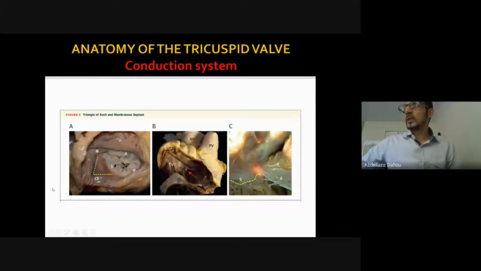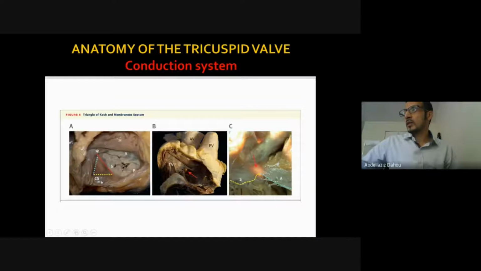There are other surrounding structures that are important to look at before doing any procedure. In the anterior aspect of the valve, you have the conduction system. The AV node is close to the anterior septal commissure. Also avoid this part when you are doing device implantation, especially annular devices.